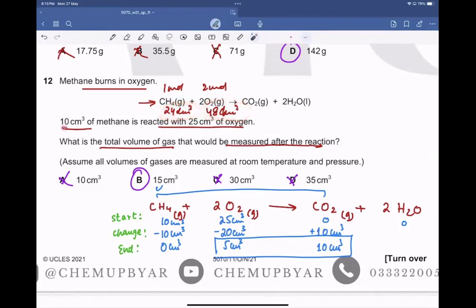So if the methane's volume is 10 cm³, then only 20 cm³ of oxygen is needed, right? But we have 25 cm³ of oxygen, which means that it is in excess. So all of the oxygen is not going to react.